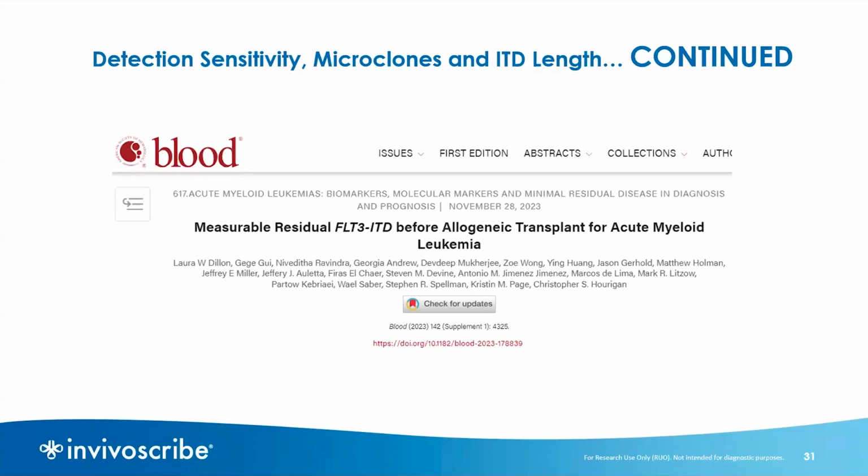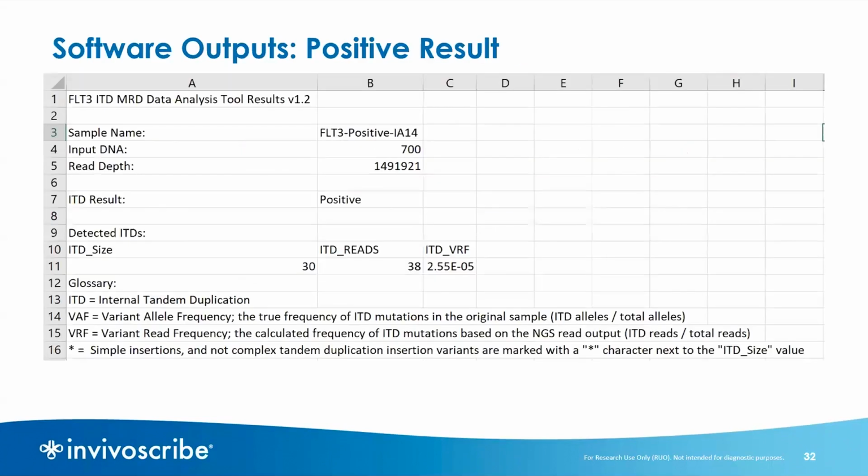And so I'll show a few example outputs of the software, just so you can get an idea of where this information is displayed and how it's formatted in the next few slides. So the software produces comprehensive results for each sample processed. And here I'm showing the final result TSV file for a single positive sample.